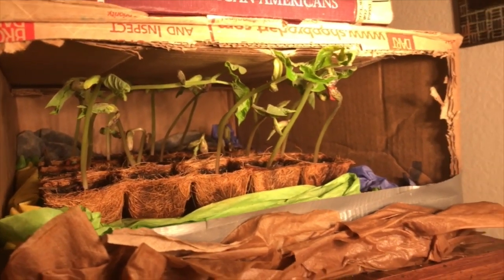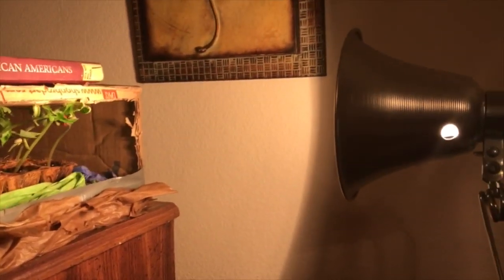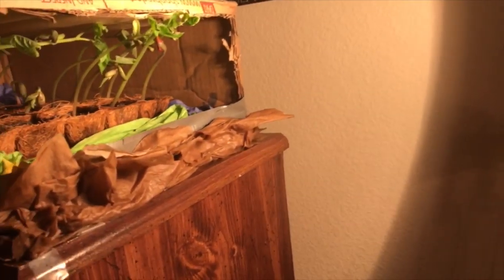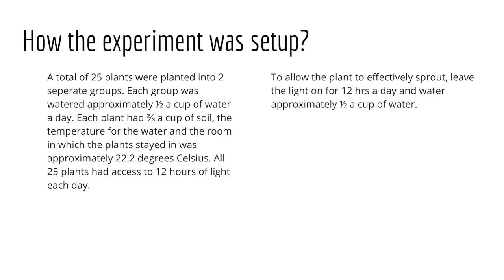All the 25 plants should have access to 12 hours of light each day. To allow the plant to effectively sprout, leave the light on for 12 hours a day and water approximately half a cup.